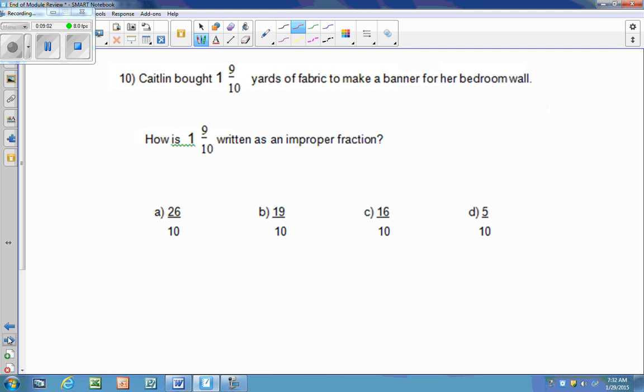Next, Caitlin bought 1 9/10 yards of fabric to make a banner for her bedroom wall. How is this written as an improper fraction? Well, we know we do 10 times 1 is 10, plus 9 is 19, so we end up with 19/10.